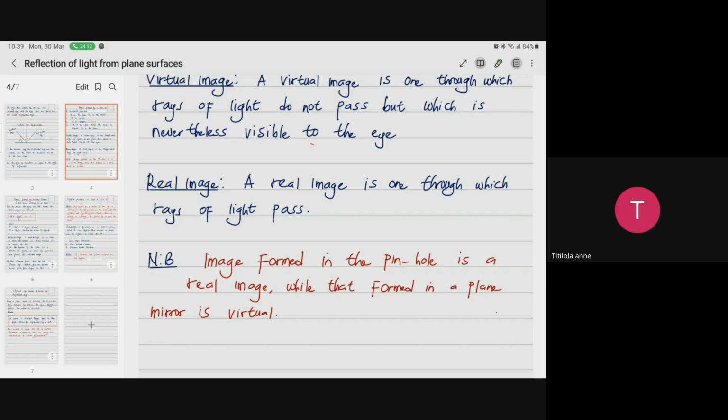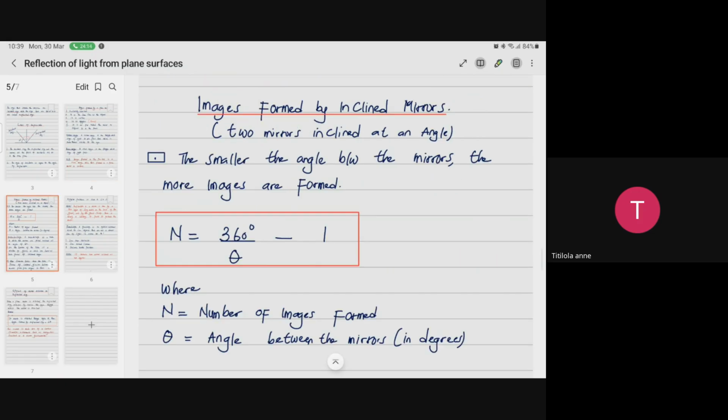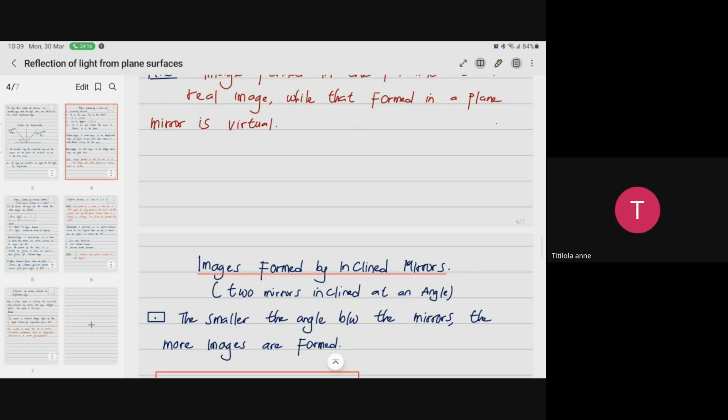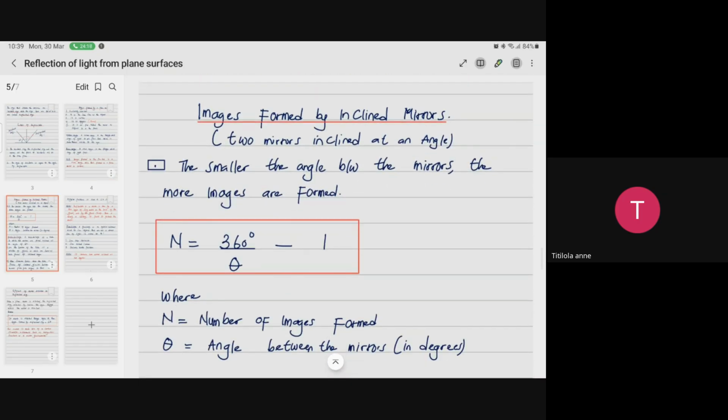Beautiful. All right. So now there are other applications of the image that is formed. For this one, I think I experimented with it when I read this topic back then. This image is formed by inclined mirrors.